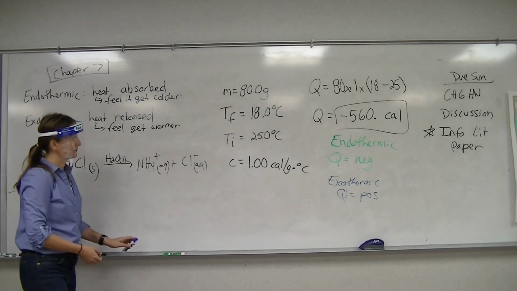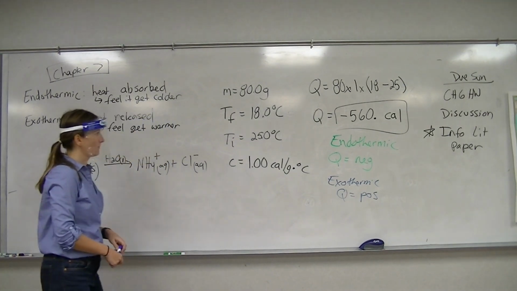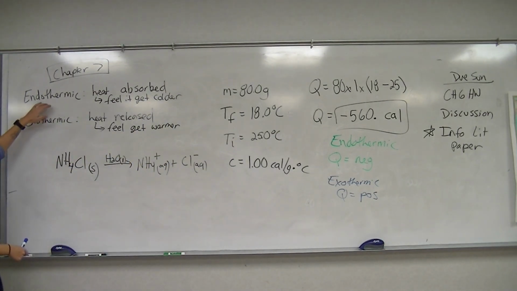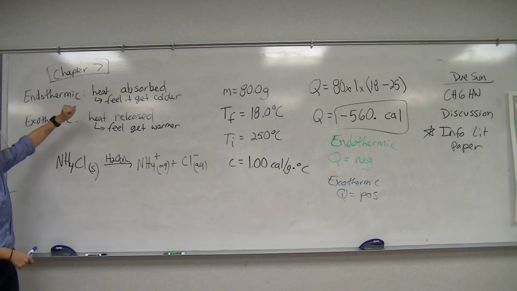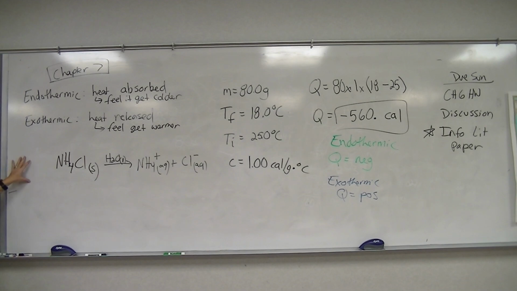So we just said it was endothermic, right? Negative 560, endothermic. So that means the heat was absorbed. So if the heat was absorbed, do you think that Q value would go on the reactant side or the product side? Absorb, so you take it in, so it's in the first. Yes. Yep, it has to be in the first. So if it's absorbed, that means that heat needs to be over on the reactant side.